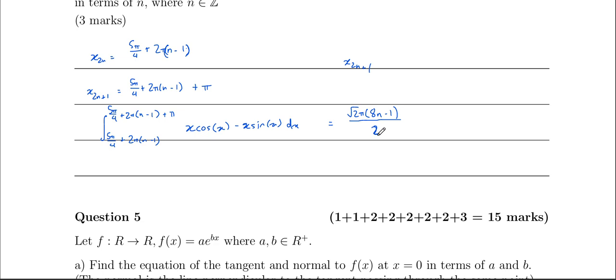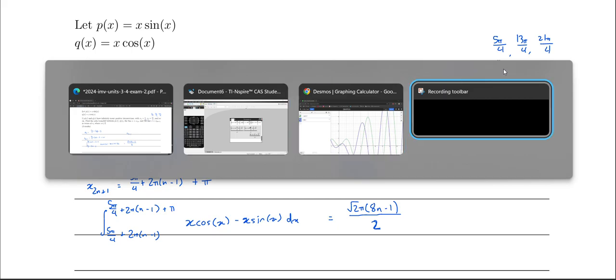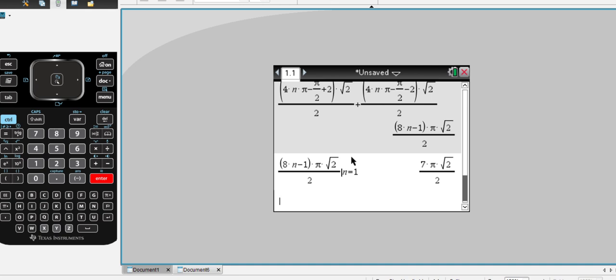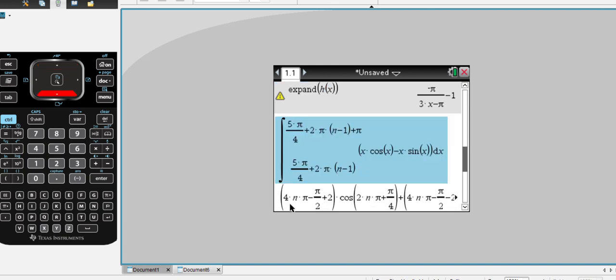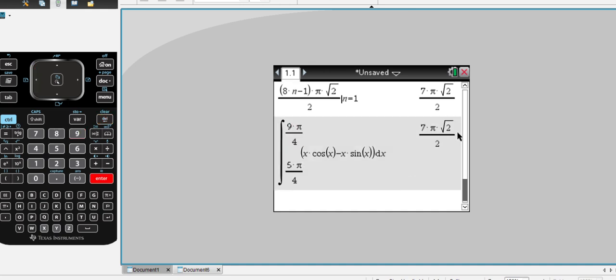Yeah, so we can check if it's correct. So when n equals 1, which is when x of 2n is equal to 5 pi on 4, then this is going to be equal to 7 pi root 2 on 2. And then if we want to find it using just normal integration, it's going to be 5 pi on 4 to 9 pi on 4, which is also 7 pi root 2 on 2. So yeah, that is the answer.